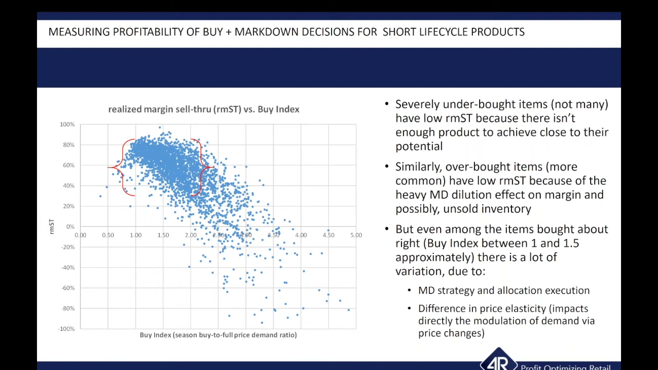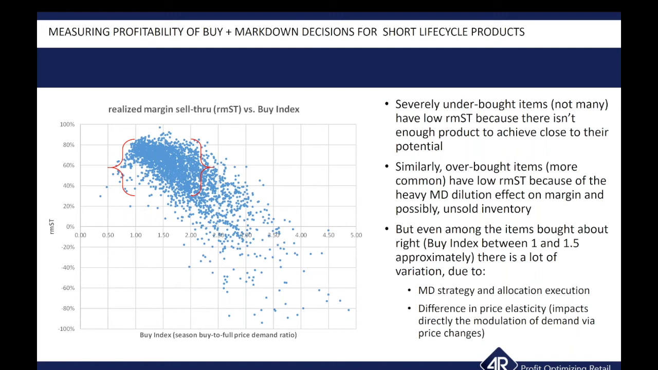So wrapping up, we looked at a number of different performance measures, and each of them has a shortcoming because they don't tell us exactly how the item performed in relative terms across the different decisions that affect the financial performance. Again, the buy, the allocation, and the markdown.